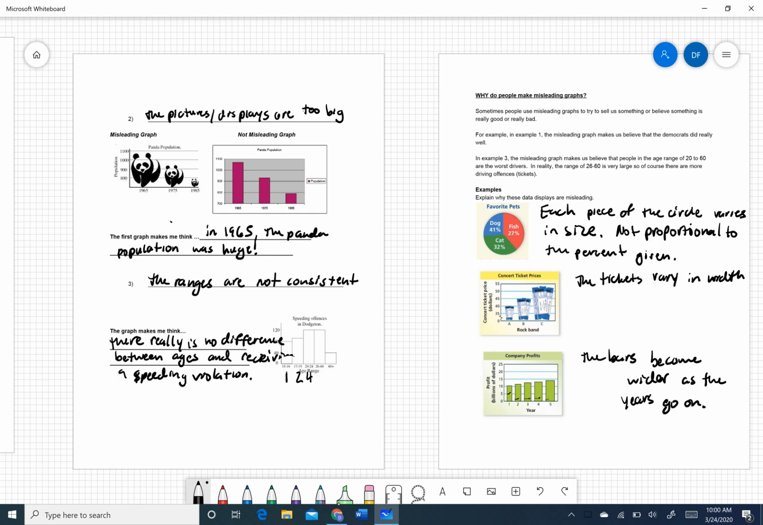Okay. All right. And so, like I said, you can go ahead and look over the common reasons why a graph is misleading on your own. And then you can just go ahead and work on the homework.